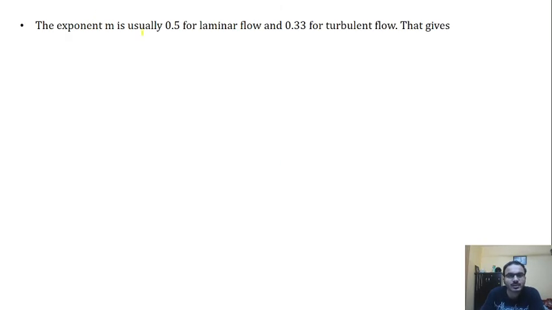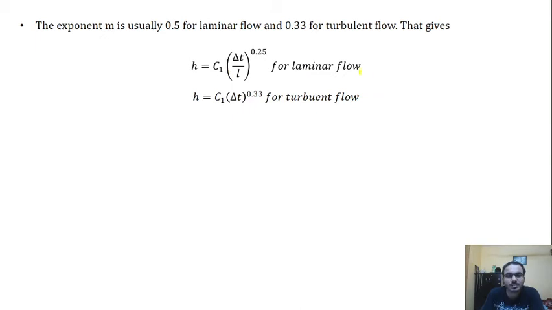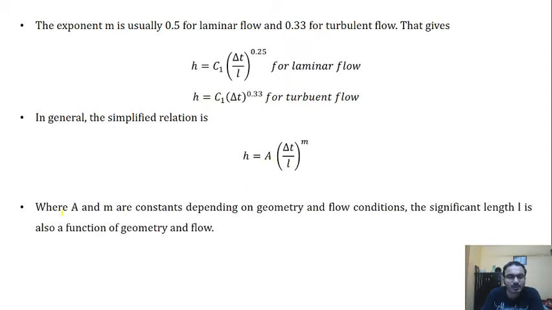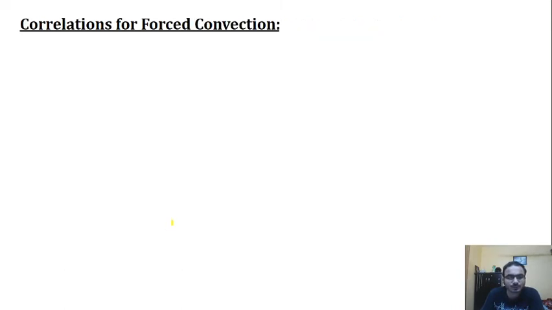The exponent m is usually 0.5 for laminar flow and 0.33 for turbulent flow. So this reduces our formula in this way for laminar and turbulent. In general, the simplified relation is given by H is equal to A delta T upon L^m, where the constants A and m depend on the geometry and flow conditions, and the significant length L is also a function of geometry and flow.